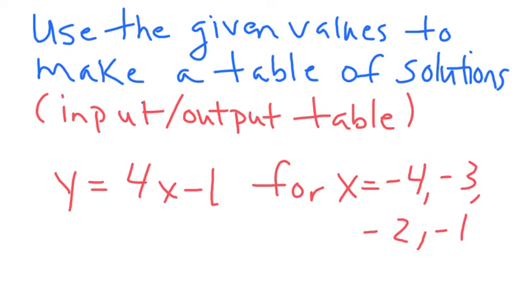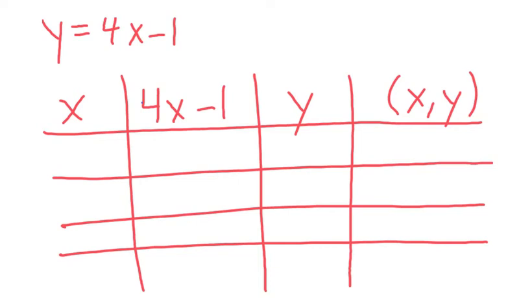And we're going to do it in what's called an input-output table, or a table of solutions. Here is what a table of solutions looks like, or an input-output table. You take the equation that they have given you, and you always put an x column first and a y column third. And in between them, you put the x side of the equation. Notice, this is the x side of the equation. It's right here. And at the end, you put ordered pairs.